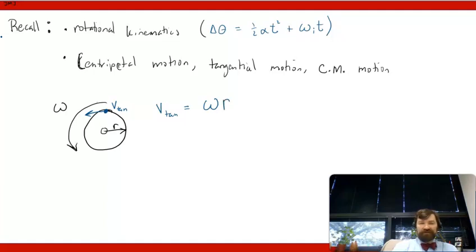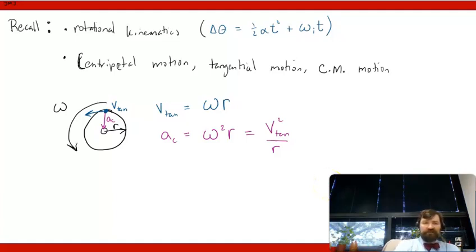We also have a centripetal acceleration, which I'll put in purple. So we'll say a sub c. A sub c is omega squared r, which is also v tangential squared divided by r. Okay. What about the center of mass motion?